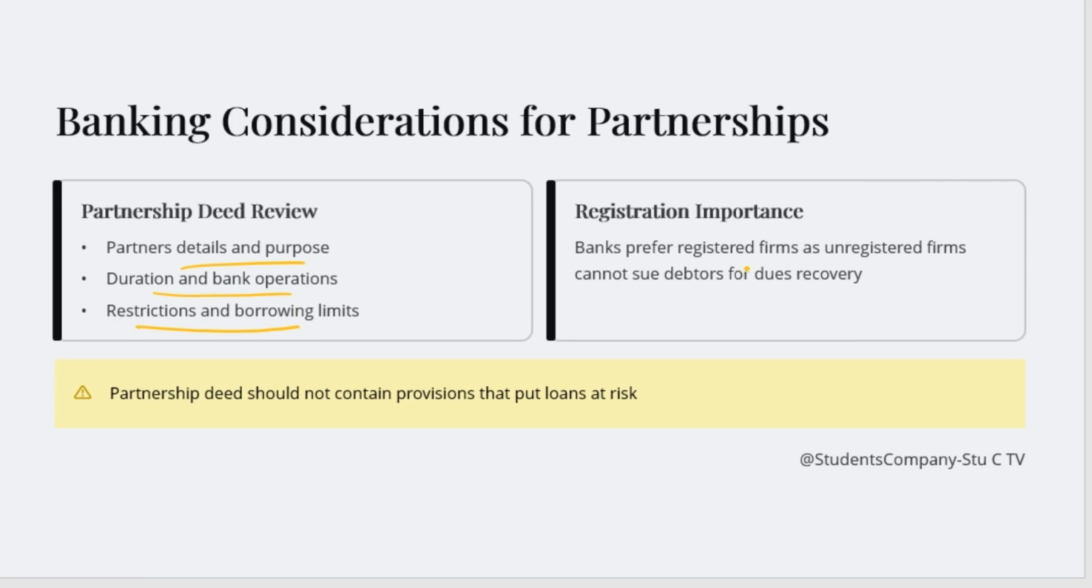Banks always prefer to deal with registered partnerships, because unregistered partnership firms cannot sue debtors for dues recovery. So suppose some company has debtors who have not paid for their products, now they cannot take action against such debtors because their company themselves are not registered. So that company's ability to realize its money, realize its revenues, will be under question if their debtors don't pay, because they themselves are unregistered, and therefore the bank also doesn't prefer to have dealings with such unregistered partnership firms.